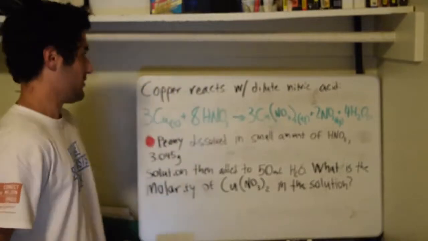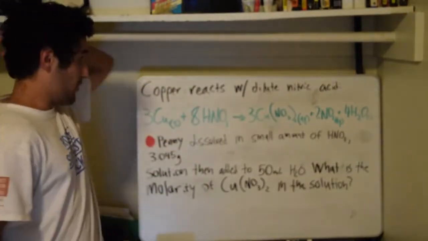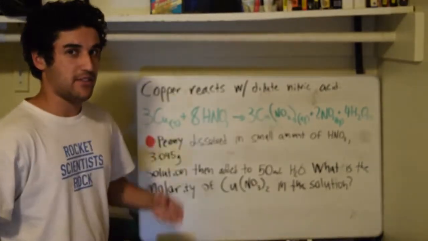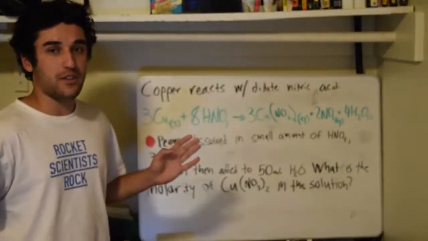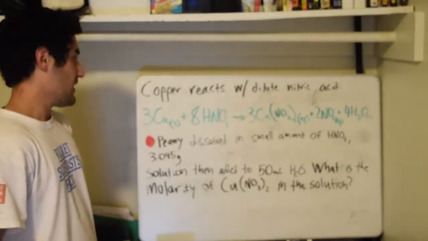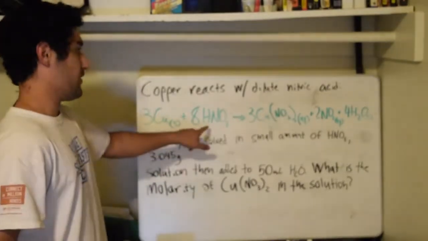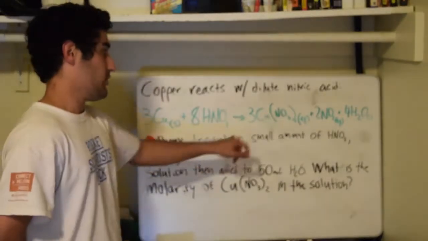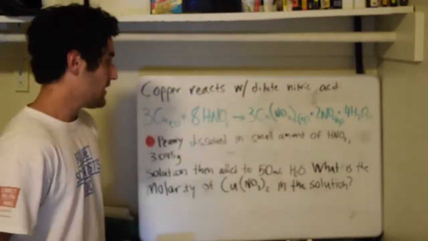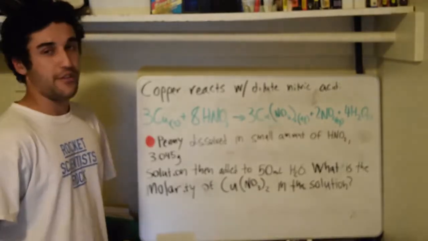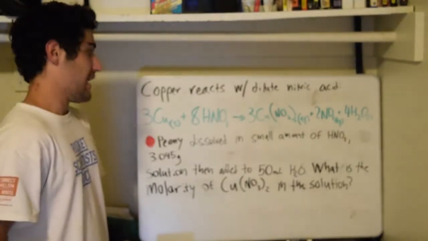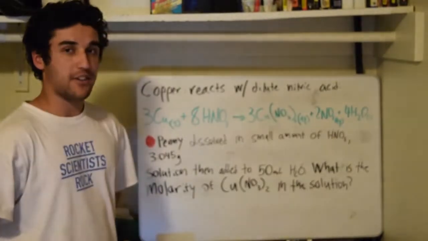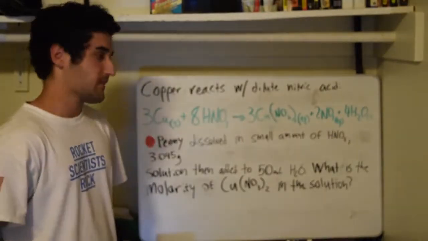So basically the question reads, copper reacts with dilute nitric acid, and they give you the formula. And they tell you that a 3.045 gram penny is dissolved in a small amount of nitric acid. This solution, which is what you get with the products, is then added to 50 milliliters of water. And the question asks, what is the molarity of the copper nitrate in this solution?